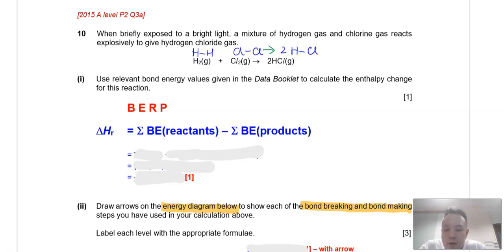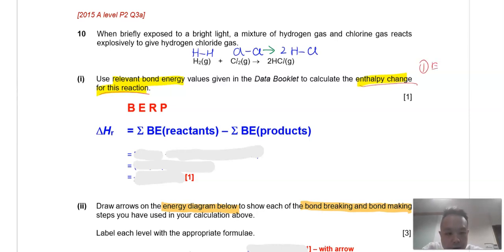Okay, question 10 of the Thermochem tutorial. In this case, we are supposed to use relevant bond energy to calculate the enthalpy change for this reaction. So quick recap, what are the methods in which we can calculate enthalpy change for a reaction?